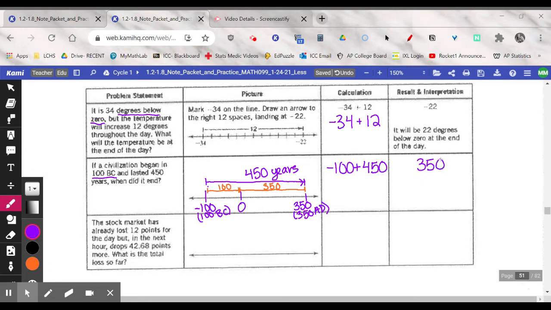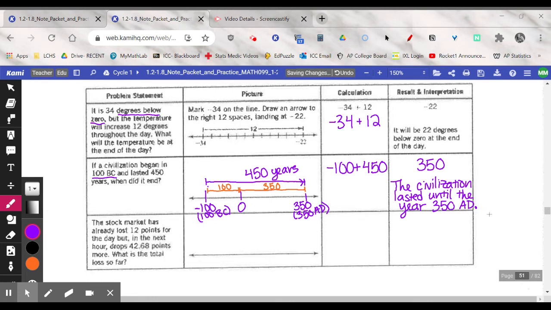And our interpretation of it is that the civilization lasted until, sorry about that, my dog likes to bark a lot. The civilization lasted until the year, and let's represent 350 in terms of how we show that it was positive, which would be 350 AD.